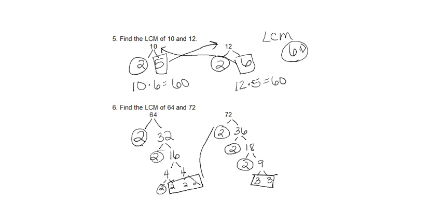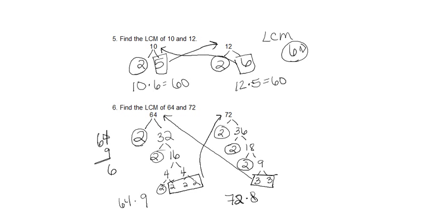So we're going to take that and multiply it by the 72. So I'm going to have 72 times 8 on this side, and then the 64 times the 9 on that side. So if we take out and multiply these, 64 times 9.